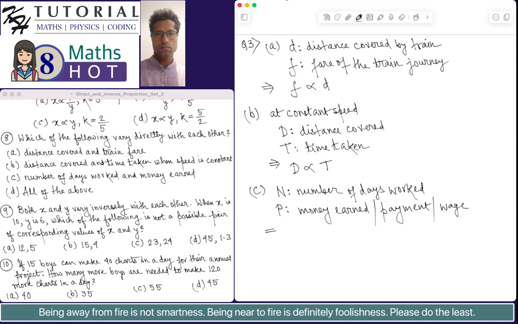So definitely we can say that the payment will vary directly with the number of days worked, because usually for workers there is a fixed rate. It could vary from one type of worker to another, but for a certain type of workers they charge a fixed amount of money per day. So if their wage is 200 rupees for one day, and they work for 100 days, definitely it will be 200 multiplied by 100 rupees. So clearly P and N vary directly with each other. So the quantities mentioned in choices A, B and C are all varying directly with each other. So the correct choice will be D, that is all of the above.